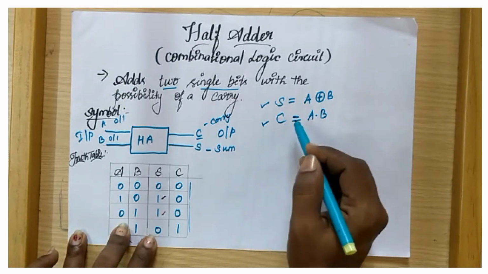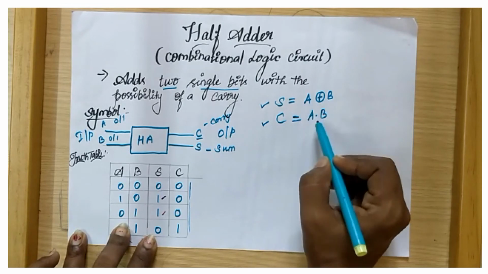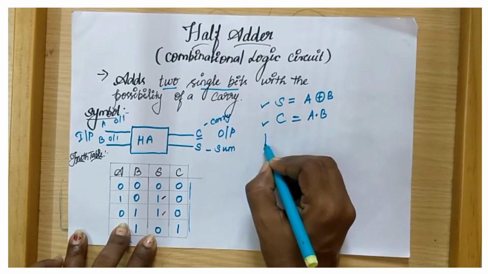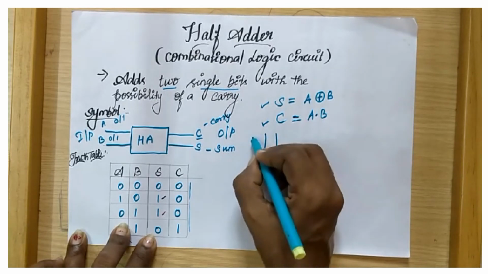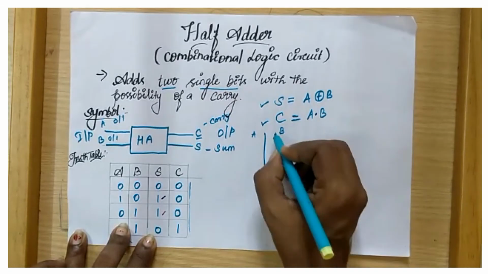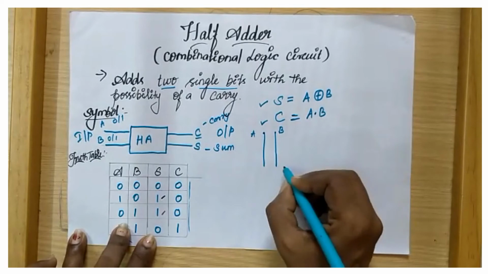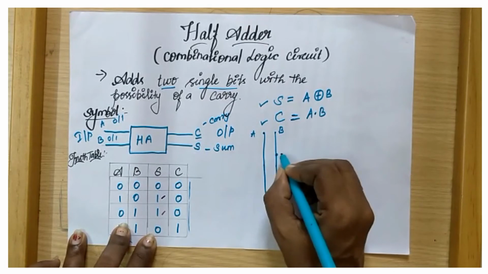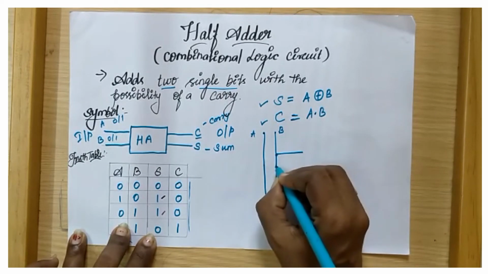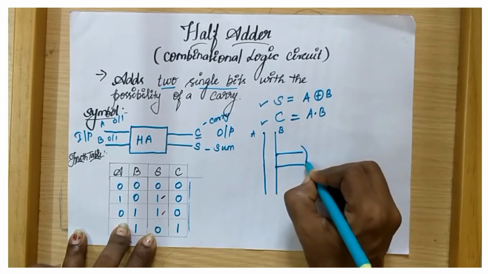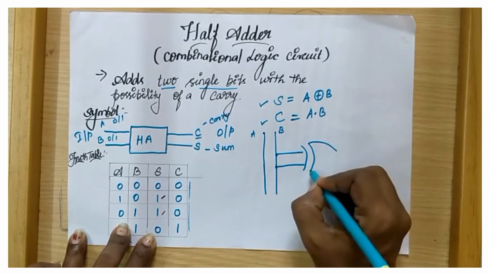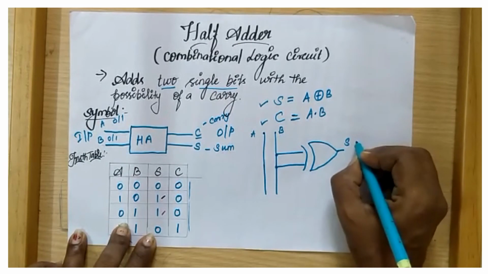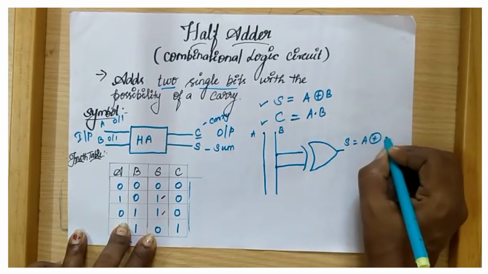How to draw the logical diagram? Here it involves only two variables. Let me take two variables, A and B. Now the XOR gate, what is the way to draw the XOR gate? This is B and this is A. This is the way to draw the XOR gate. So what will be our output? The output will be S, where S is equal to A XOR B.